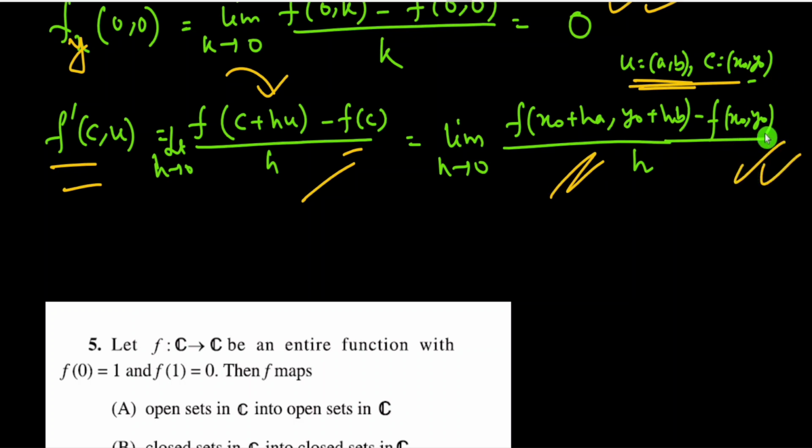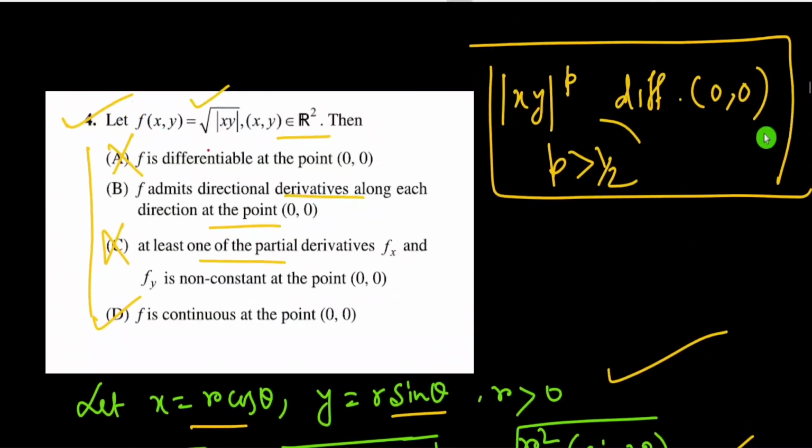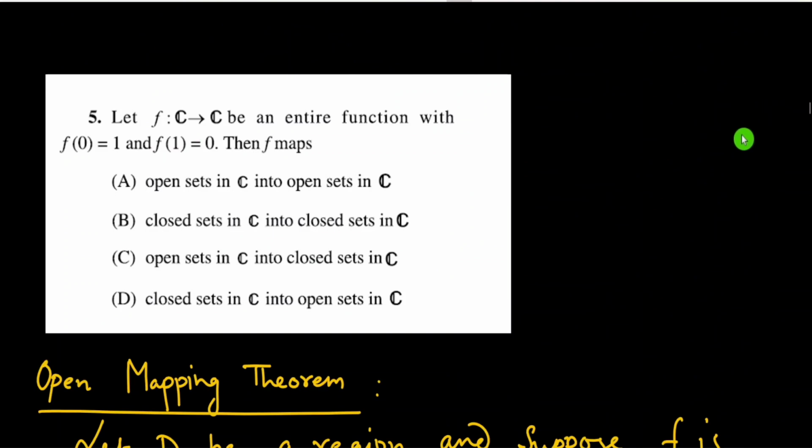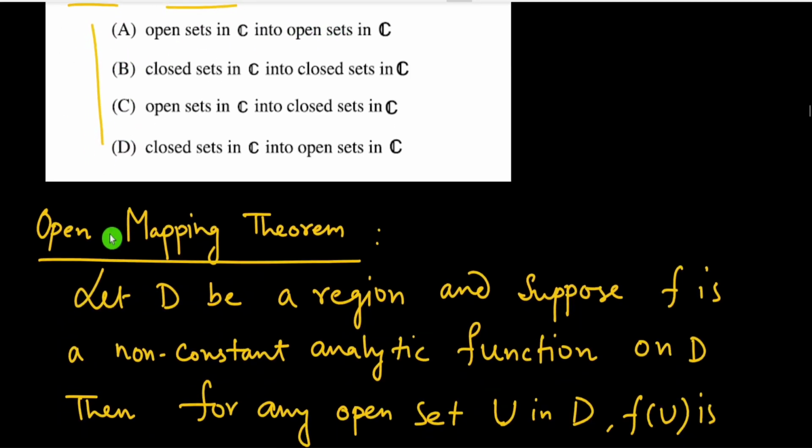You can check using this formula, and obviously you cannot get any directional derivative at the point (0,0). So this option is incorrect. Now we go to question number 5. Let f from C to C be an entire function with f(0) equal to 1 and f(1) equal to 0, then the map f. These 4 options are given.